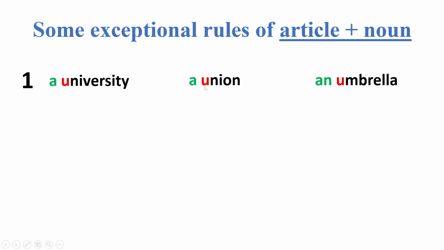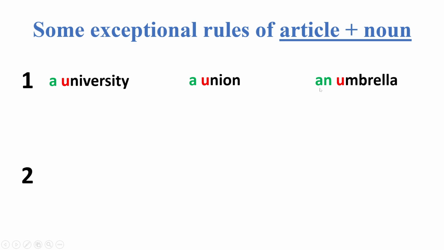But whenever U at the beginning of a word is pronounced like "you," we use the article "a" before that. Like these 2 examples, a university, a union. But here, the letter U makes the sound "uh," so we use "an" for that: an umbrella.